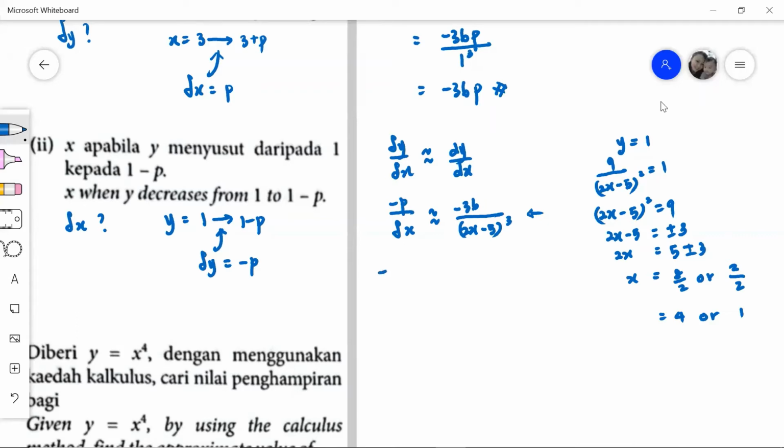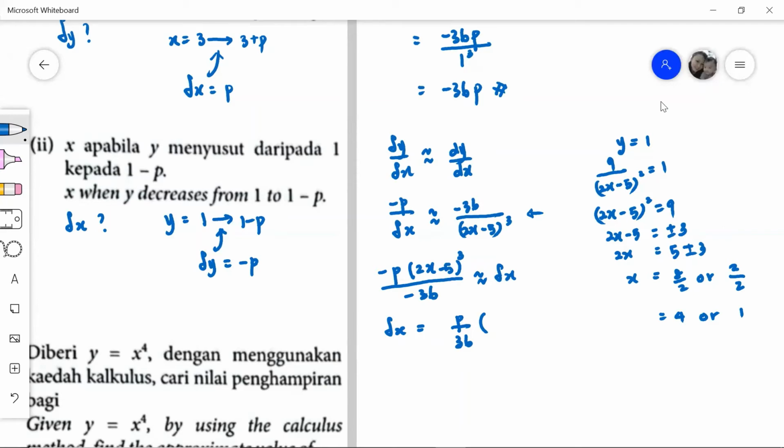Our objective is to find delta x. That means negative p times (2x minus 5) cubed over negative 36 is approximately equivalent to delta x. So we change the position so that delta x will be the subject. So delta x will be equivalent to p over 36 times (2x minus 5) cubed. All right, and then we sub the 4 in.